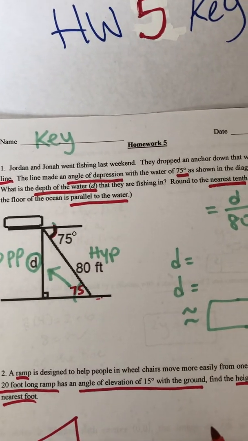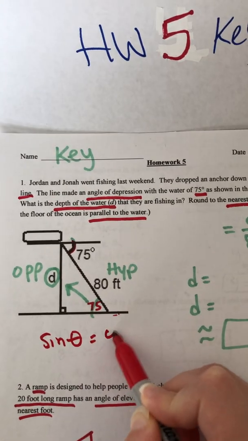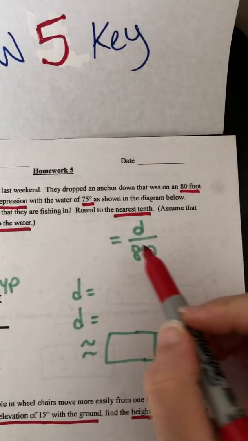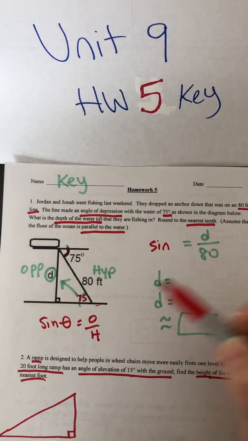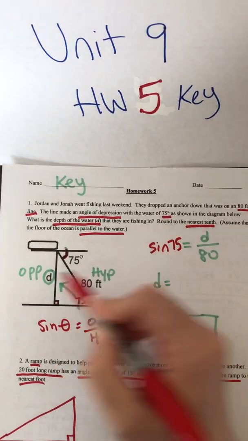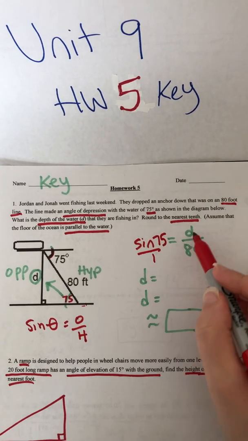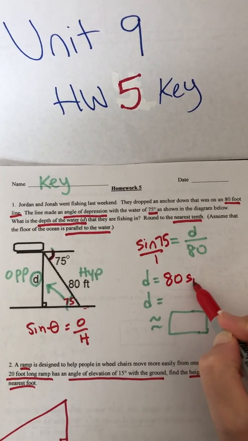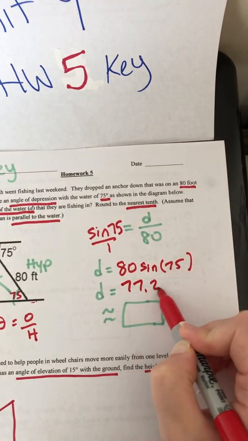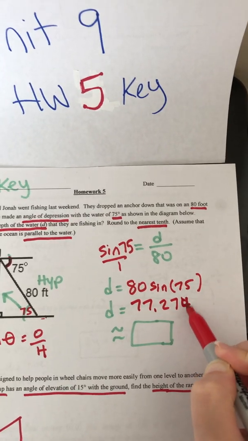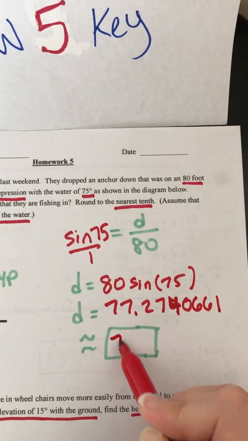So when we think of opposite and hypotenuse, we think sine theta is opposite over hypotenuse, and that's what we're using over here. So sin of the angle 75 is going to be opposite D over hypotenuse 80. We put it over 1 in order to cross multiply. 1 times D is D, then 80 times sine 75. Put that into your calculator. You get 77.2740661, and you round that to 77.3.